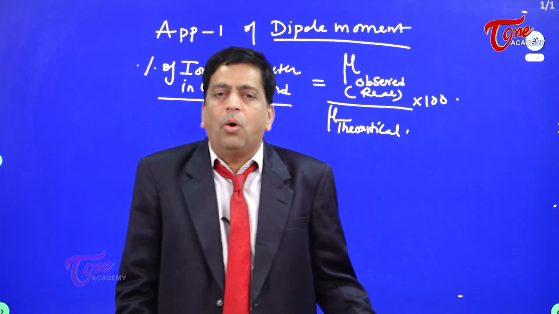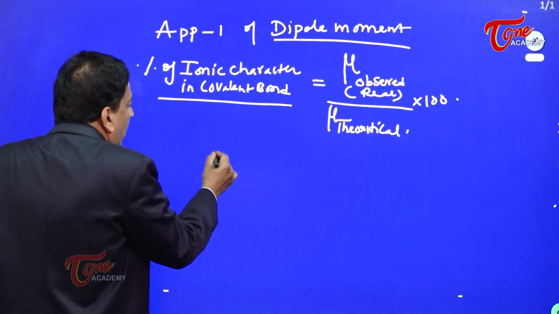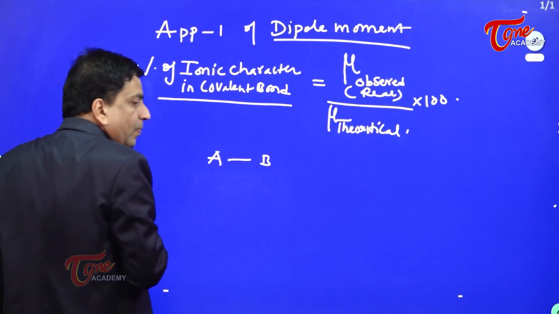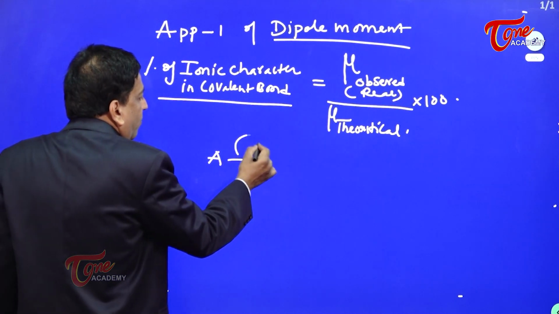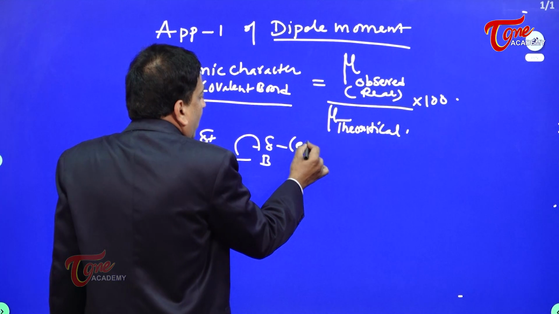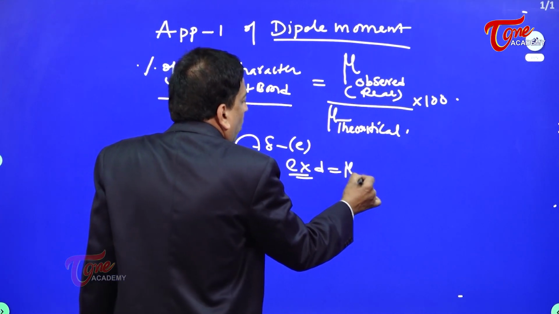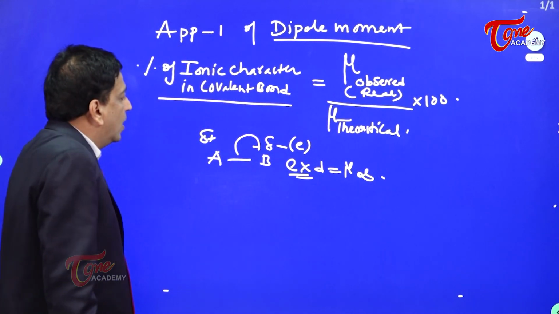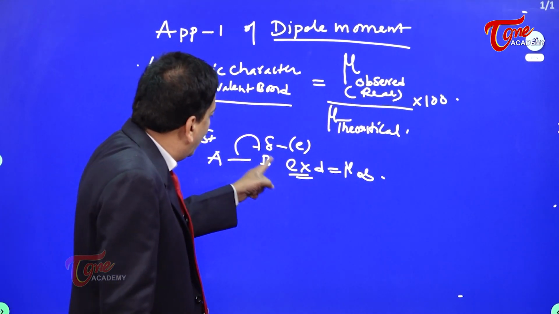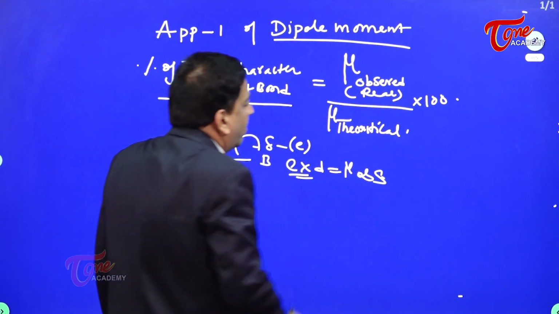Now, if you are understanding what is mu observed and mu theoretical, suppose you take AB, right, it has shifted here, you developed partial negative and partial positive, let the charge be E and the distance be D. This is what is called mu observed. The partial charge E into the distance between these two, D. This is what is called mu observed.